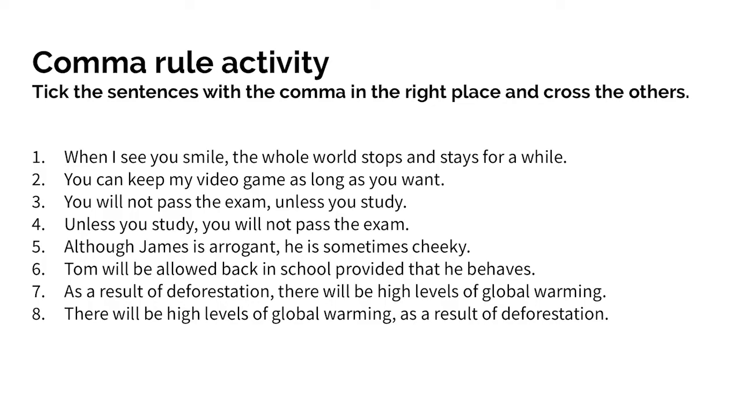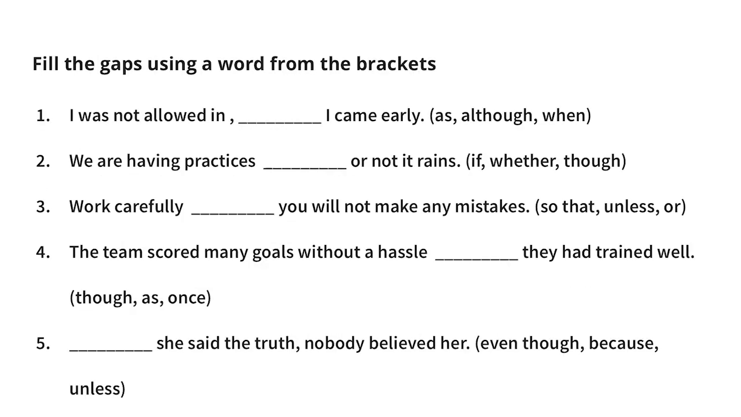Now you have learned about subordinating conjunctions and complex sentences. Now it's time for you to do some independent activity. So read these sentences, check for the errors, take your time, pause the video, and complete the activity. Once you have finished this, move on to our next activity.